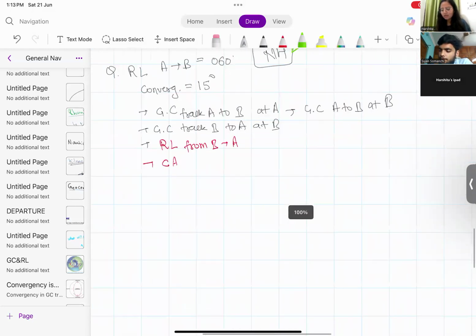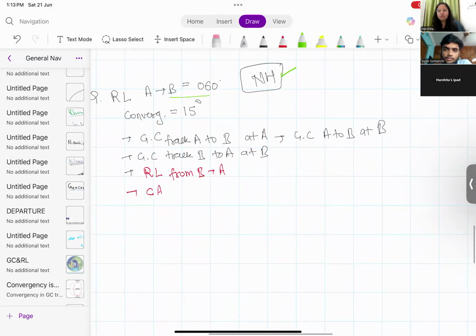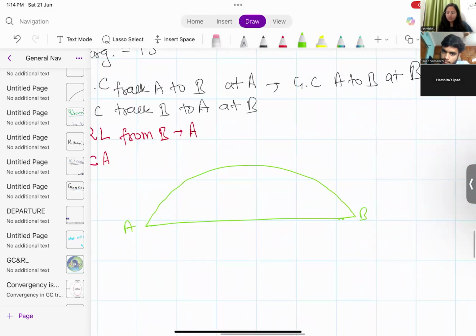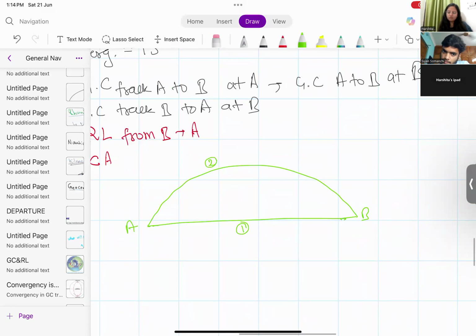The rhumb line is given, A to B, 060 degrees. Now tell me, in the northern hemisphere, are we in the east direction or the west direction? We are in the east direction. Perfect. So my diagram would look like this, A to B. Where should I make this diagram, at position 1 or position 2? Position one. Very good.